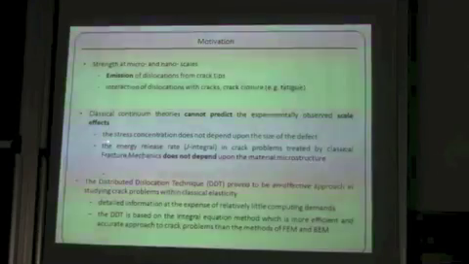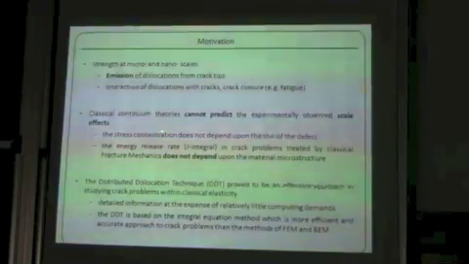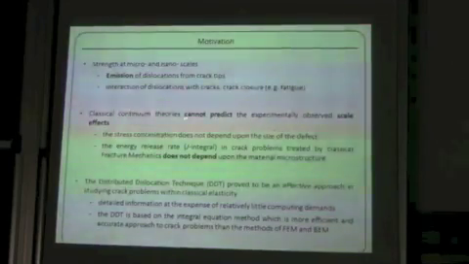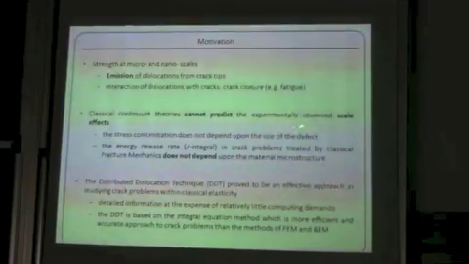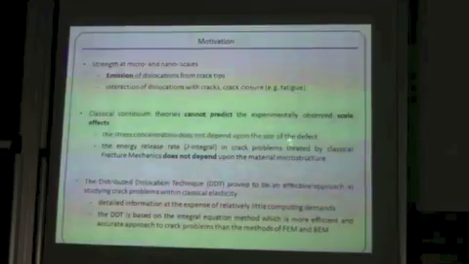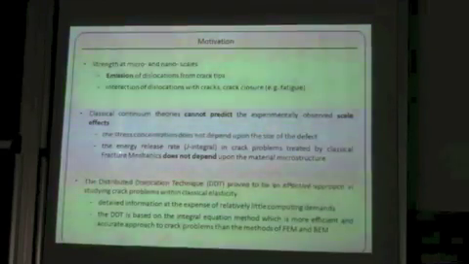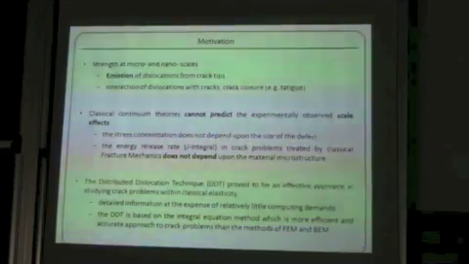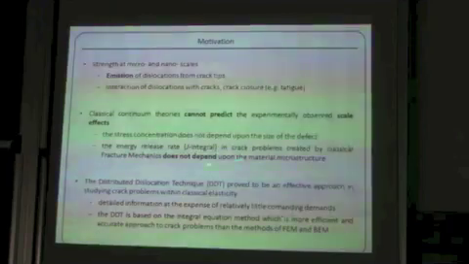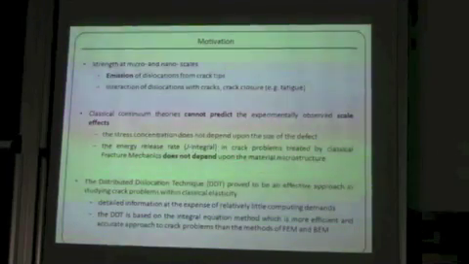As has been said before in today's lectures, classical continuum theories possess no intrinsic length scales, so they cannot predict the experimentally observed size effects. For example, the stress concentration does not depend upon the size of the defect, or the J integral of crack problems also does not depend upon the material microstructure.